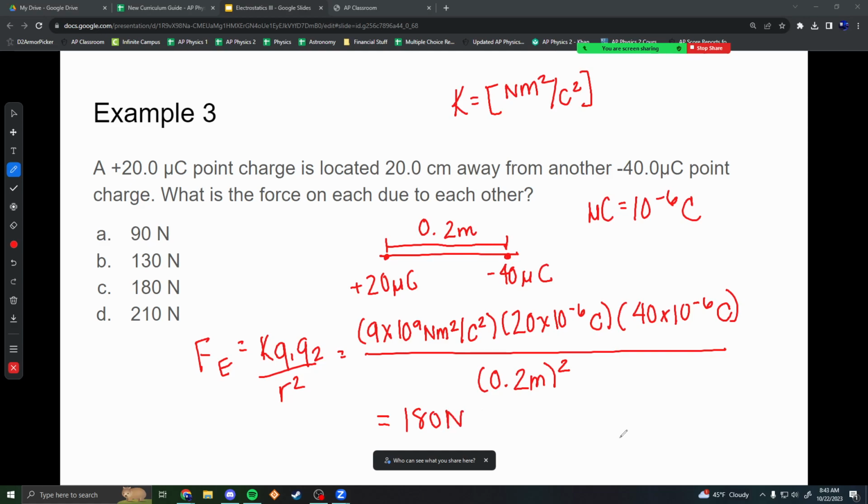And so the question then becomes, and I didn't ask it here, but it is important to note that because this is a negative charge and this is a positive charge, they would be attracted toward each other. But it's with 180 newtons. Okay.